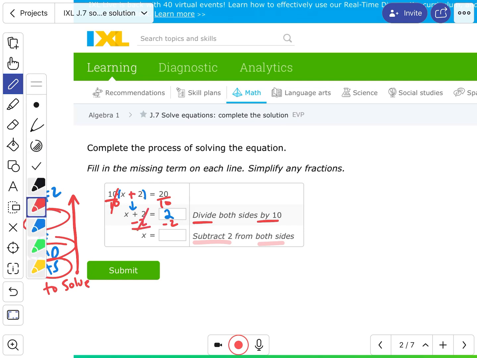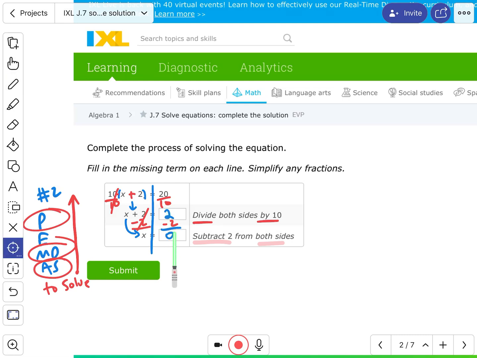So this is going to get us 0, and that's x now being by itself, which is solved for. I forgot to draw this line down here. So basically our goal is to get x by itself, and so 2 minus 2 is 0. So these are the two numbers that you would put in, 2 and 0.